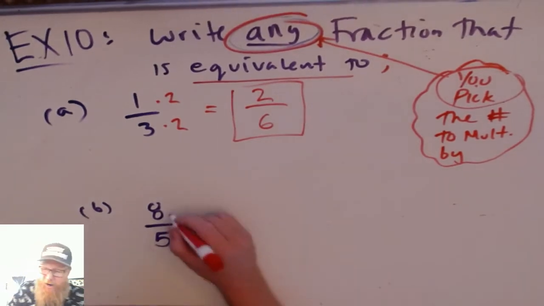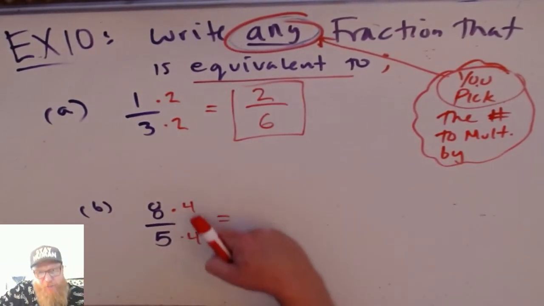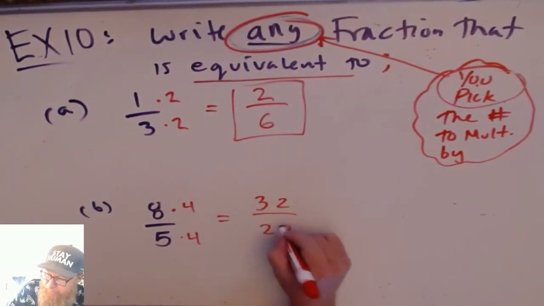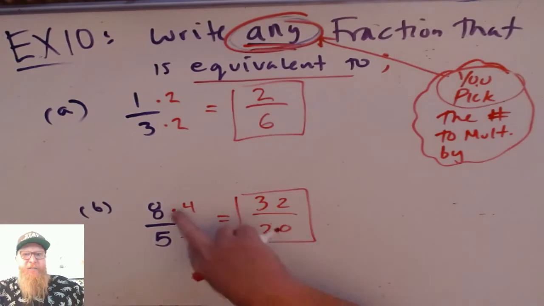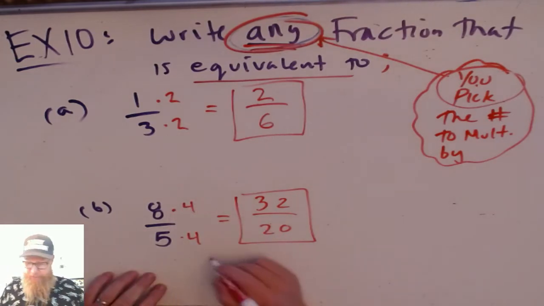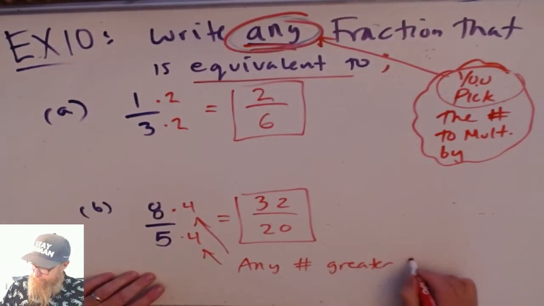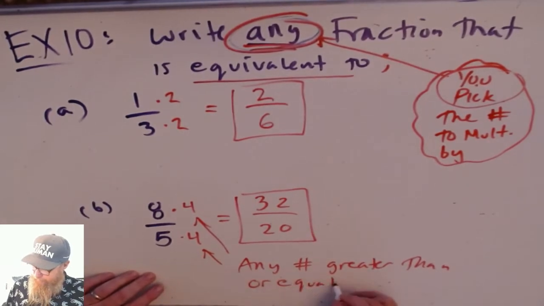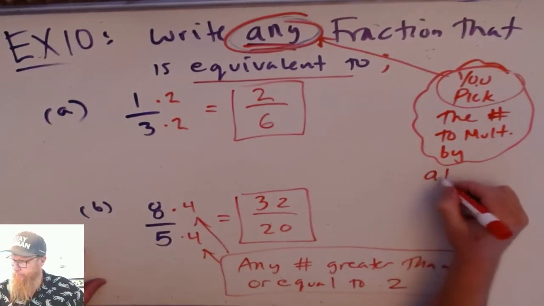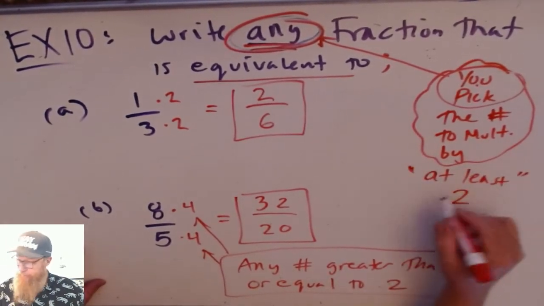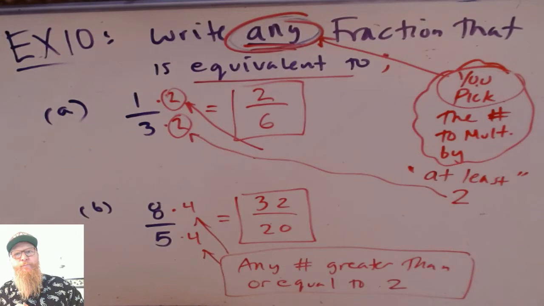All right, if you want to work a little harder, try a bigger number than 2. Try 3 or try 4. Doesn't really matter, as long as you do the same number on the top and the bottom. When I say any, I will accept any answer that's correct. So you can pick any number greater than or equal to 2. I probably should have said at least 2. You don't have to use 2, but you have to use a number that's at least 2. 2, 3, 4, 5, 6.